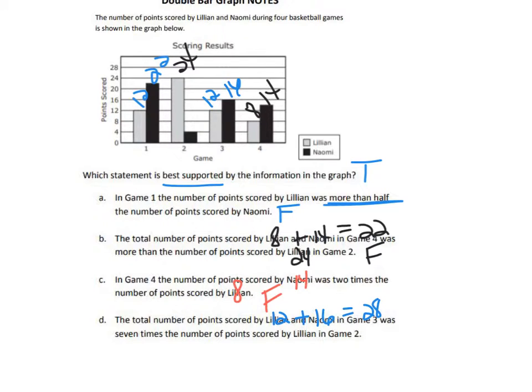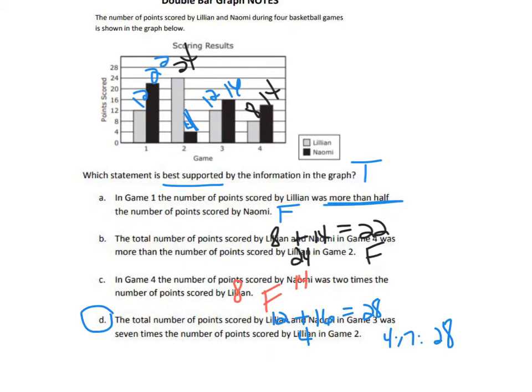And in game 2, Lillian scored 24. No, wait. Yeah, game 2, Lillian scored 4. I was looking at Naomi's. So, if Lillian scored 4, is that 7 times the score for game 3? Yes. Yeah, because 4 times 7 is 28. So my answer is letter D.